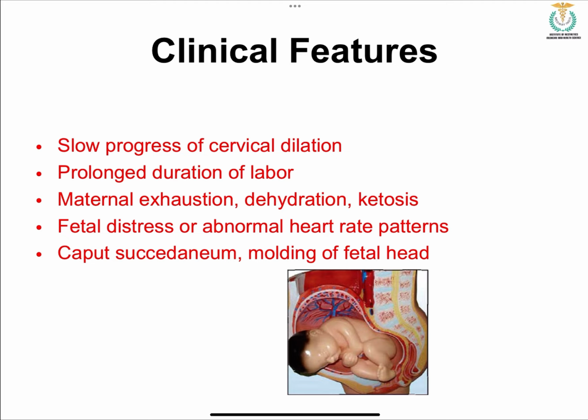On inspection of the head, you may see marked molding or caput indicating prolonged pressure. If the head fails to descend despite good contractions, suspect obstruction. And look for Bandl's ring, or abnormal contour of the abdomen in extreme obstructed labor. These findings should trigger timely escalation. So we should know the clinical features of abnormal labor.